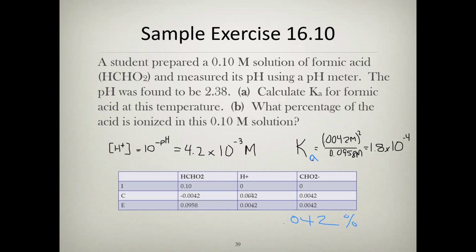No, it was right initially, duh. Yeah, so if we divide 0.0042 by 0.1, we'll get 0.042. And then when we multiply it by 100, we can move that decimal 2 more. So we'll see that in this case, we get 4.2% of this substance actually dissociating.